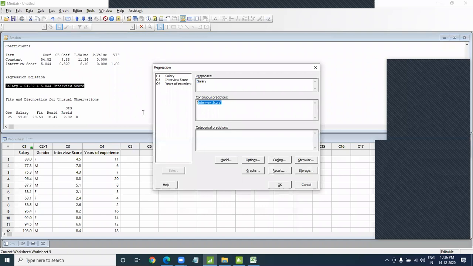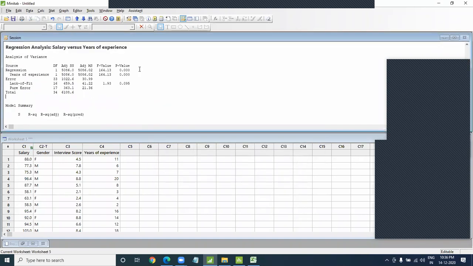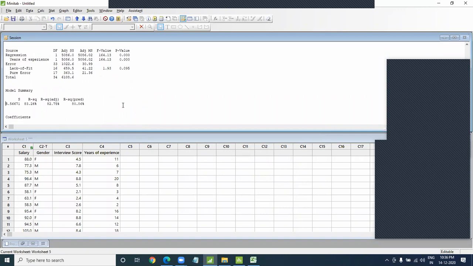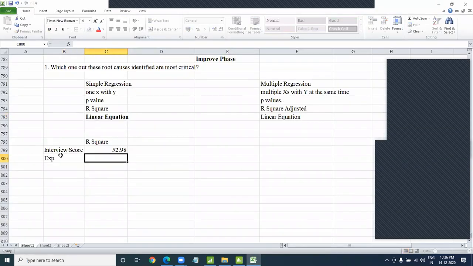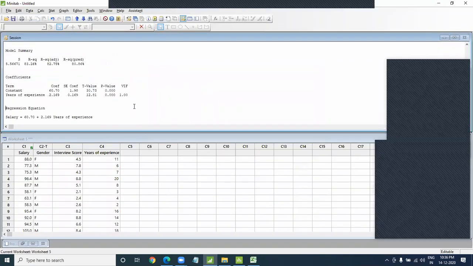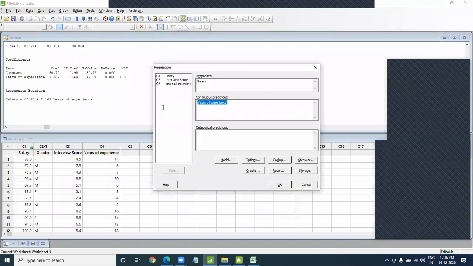Let's do the testing with the other x. Interview score replaced with experience. I would like to check that. Again, we have got a p-value confirming, yes, there is a relationship. Let's have a look at R square. 83.26 is the R square of experience here. Let's skip the equation for now. So we're done with the numerical x's. Let's go ahead and check the categorical one, which is gender-based testing.